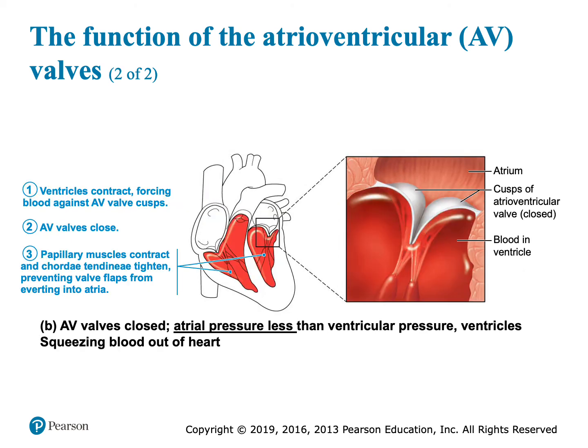Okay, now with the AV valves closed and the ventricle just starting to pump, actually initially, all the valves are closed. Just briefly, and this is going to be isovolumetric contraction. So all the blood is staying in the ventricle just briefly until the pressure gets high enough in the ventricle, and then the ventricles are going to start to squeeze the blood out of the heart.